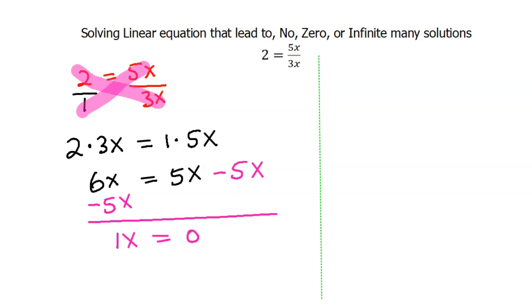Now we want to solve for x here. So 1x is the same as x, so x equals 0. 0 is a whole number, so the answer here is 0. So here we have 0 as the solution.